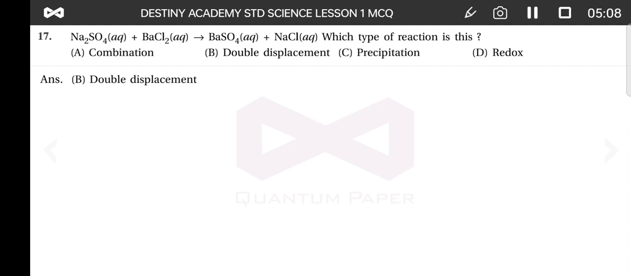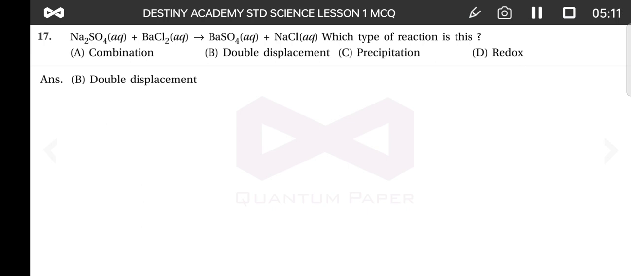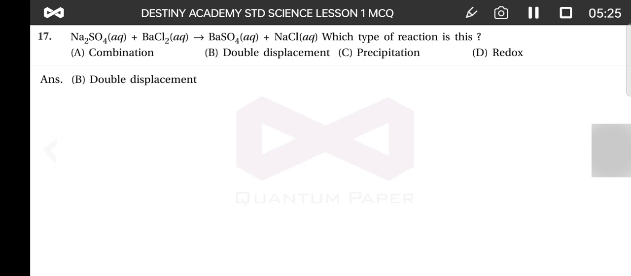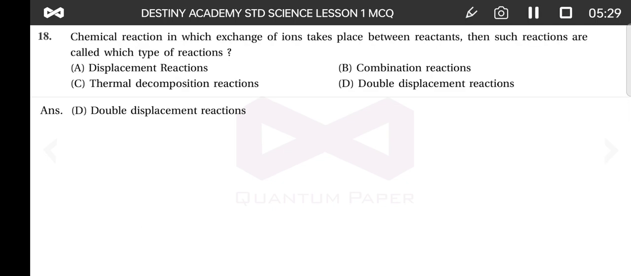Na2SO4 aqueous plus BaCl2 aqueous gives BaSO4 plus NaCl aqueous. Which type of reaction is this? So you can see this is the example of the book. So it is the example of double displacement reaction. Chemical reaction in which exchange of ions takes place between reactants is called which type of reaction? So when the exchange of ions takes place, it is known as double displacement reaction.